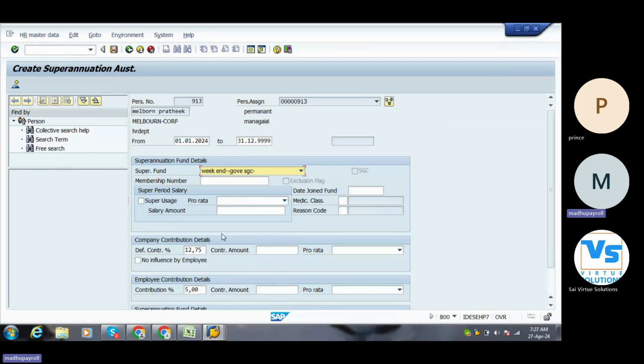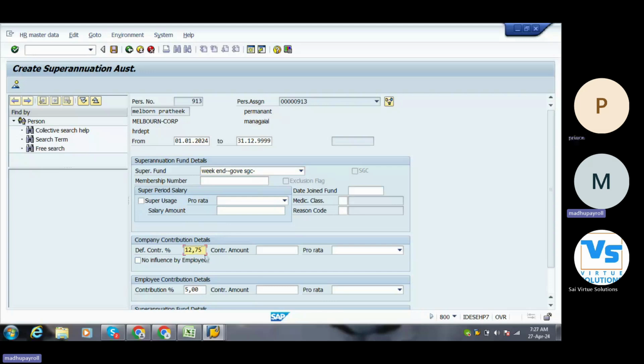Superable earnings or superable period means on what wage type superannuation is going to be calculated, either on gross salary or on basic. Based on accumulation classes, we can specify the default contribution. The company contribution is 12.75 and the employee contribution is 5. This is the default, but if you want to change it, you can change it.